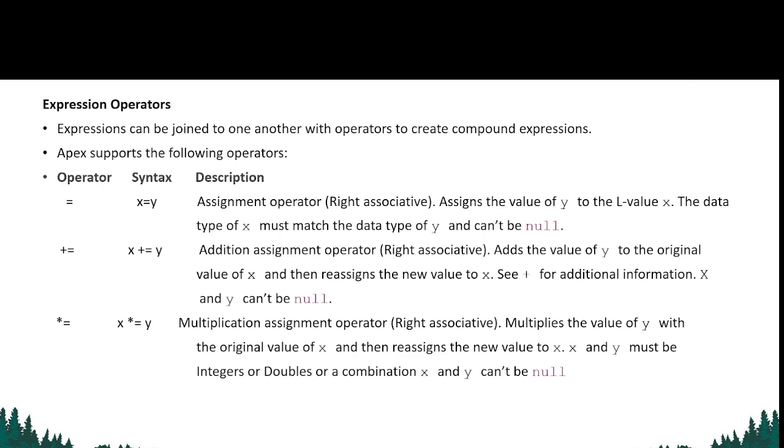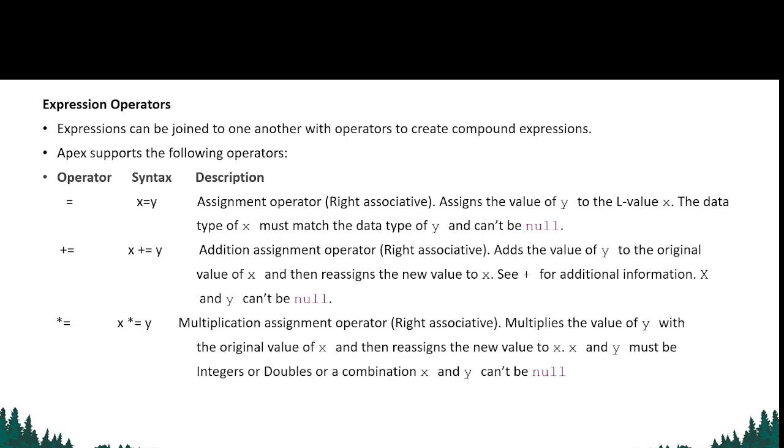Then we have the plus equal to. When you are adding a certain value to a particular operator, that is treated as an addition assignment operator. This is also a right associative operator, and this value can't be declared as a null value. If we have a certain value given to the x operator, then we can assign a new value to the x operator by adding certain values. The plus is for addition.